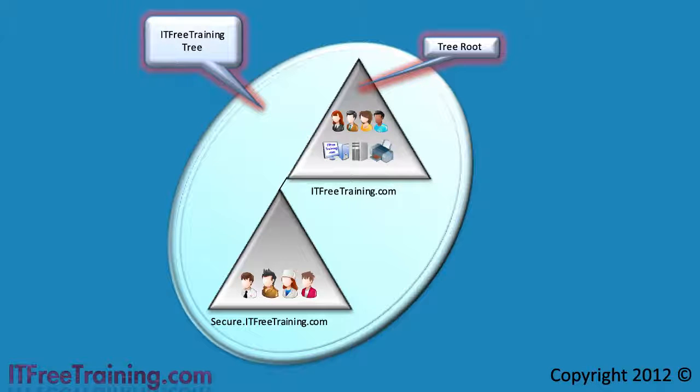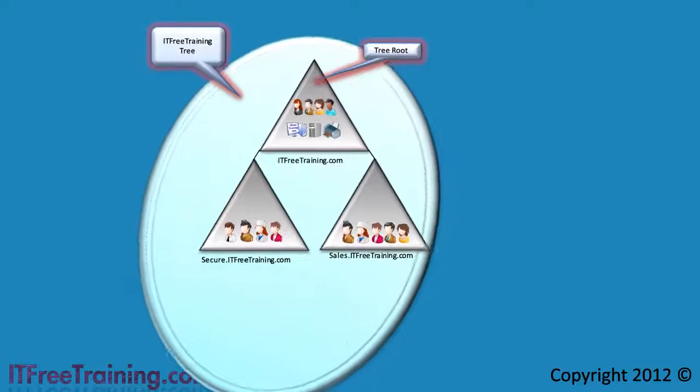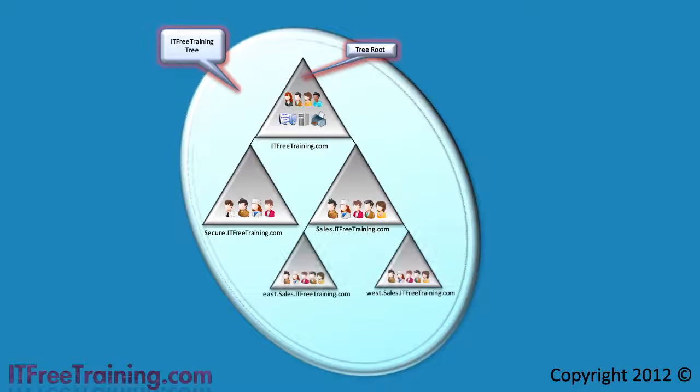To illustrate this better, you could add yet another domain called Sales. As long as Sales shares the itfreetraining.com namespace, it is part of the tree. Under sales.itfreetraining.com, you could even add additional child domains called East and West. All these domains share the IT Free Training namespace and thus are considered to be in the same tree in Active Directory.